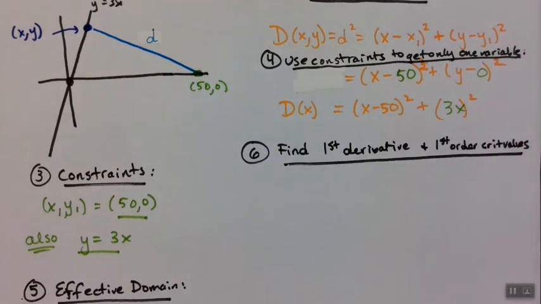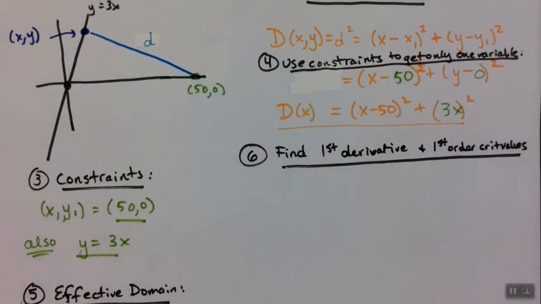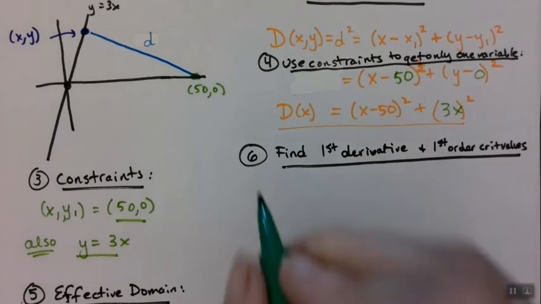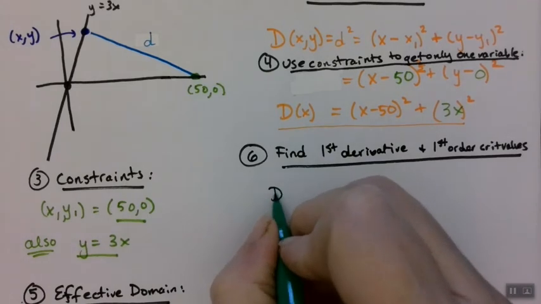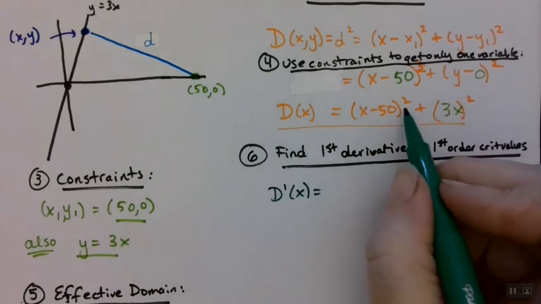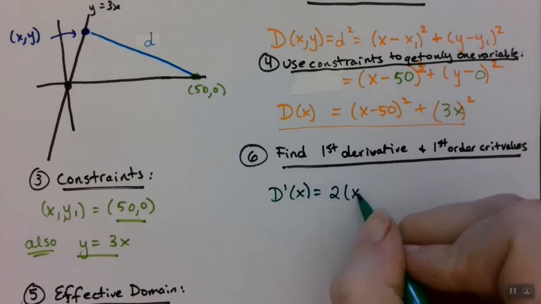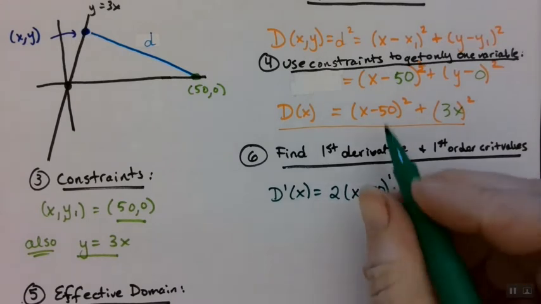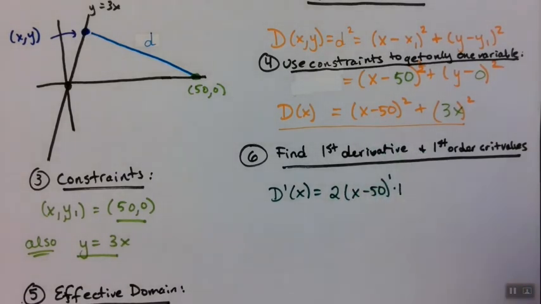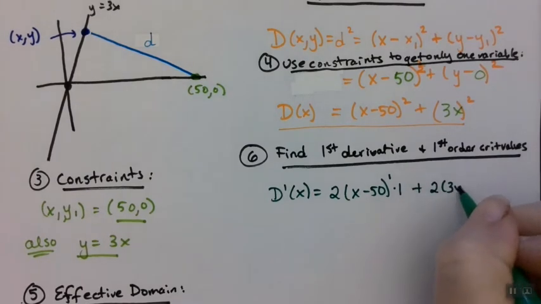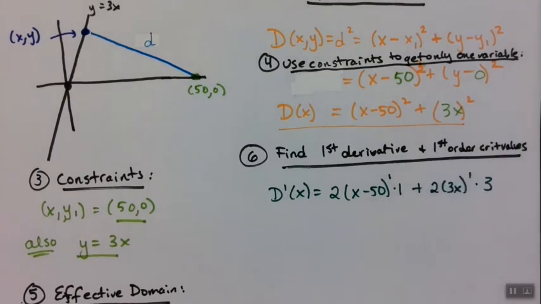Okay, so this won't be too bad and not too difficult to find. So we're going to take our d of x right here, and we're going to find our derivative. So I guess I'll do that in green. So d prime of x is equal to 2 times (x minus 50) to the 1 times the derivative of x minus 50, which is 1, right? So chain rule, plus 2 times 3x to the 1 times the derivative of 3x, which is 3.